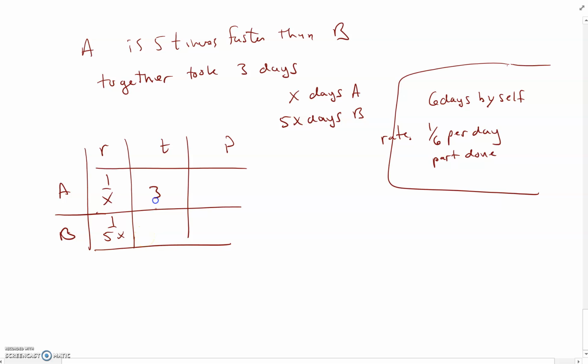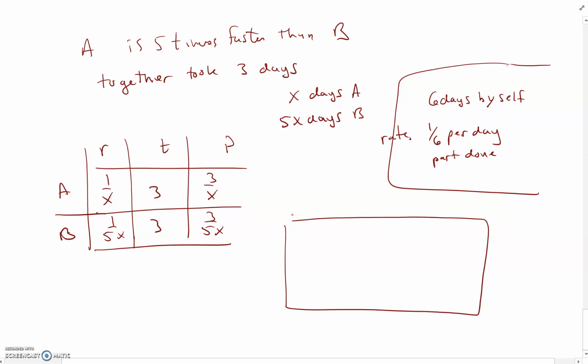Their time is both 3 days. Rate times time is part done. So that's 3 over X and 3 over 5X. After 3 days, the house is done. I'm just giving an example here. The part that A can do is most of it, this much, 3 over X. The part that B can do is that little piece because they're a lot slower. A is 5 times faster.